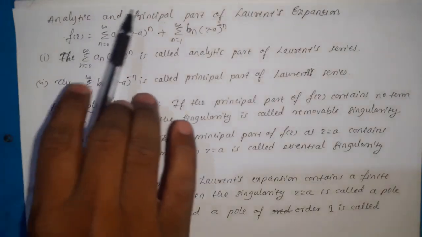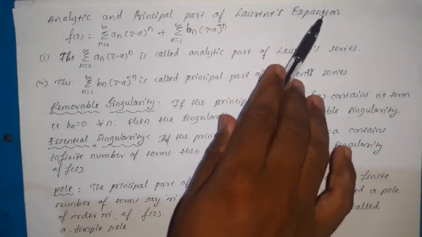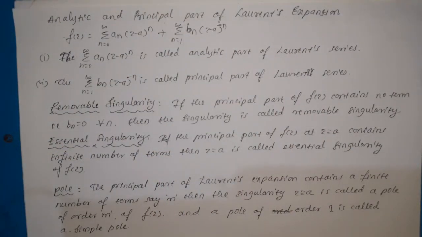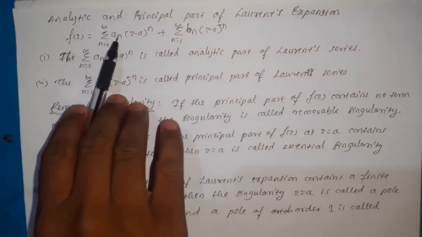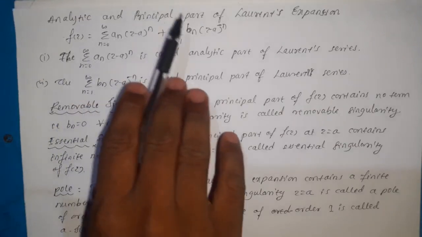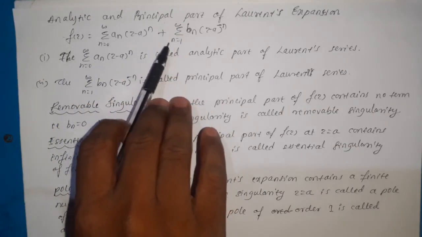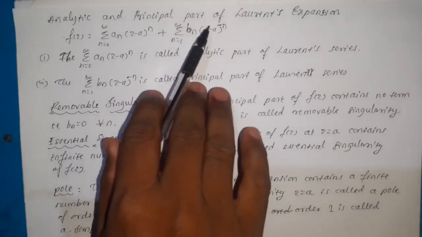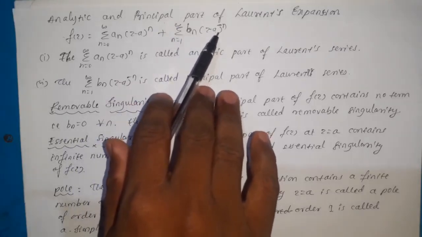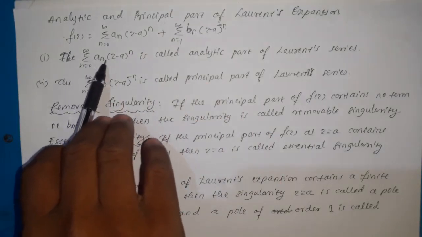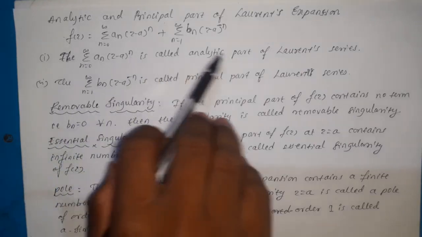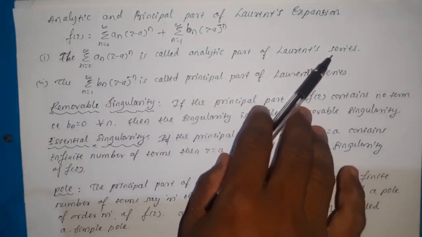And now analytic and principal part of Laurent expansion. So we know the Laurent expansion contains two parts. One is positive powers of z and one is negative powers of z. So here f of z equal to summation over n equal to 0 to infinity a n (z minus a) whole power n, and summation over n equal to 1 to infinity b n (z minus a) whole power minus n. Here the expression, the summation n equal to 0 to infinity a n (z minus a) whole power n, is called the analytic part of the Laurent series.